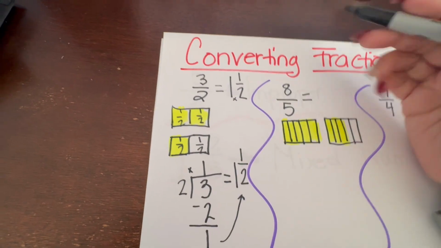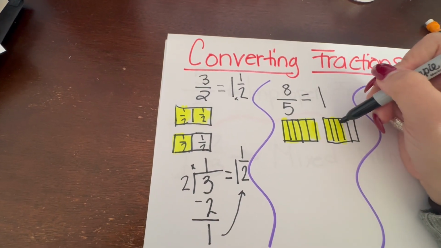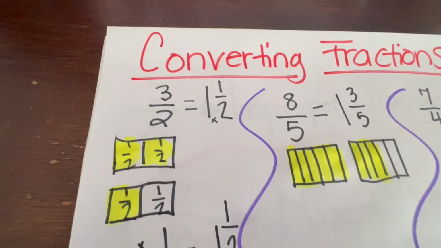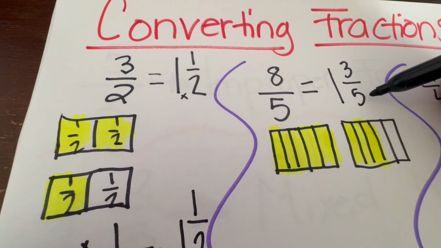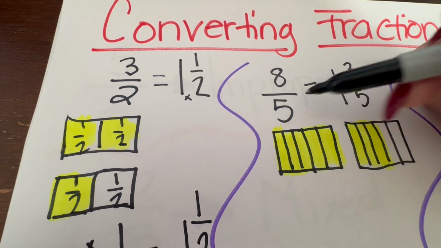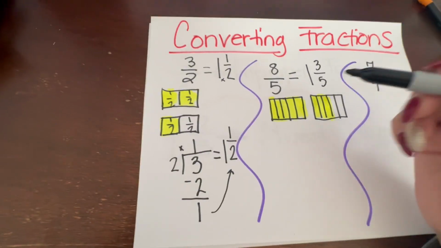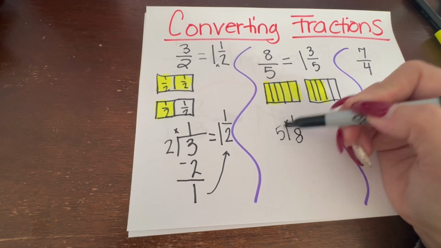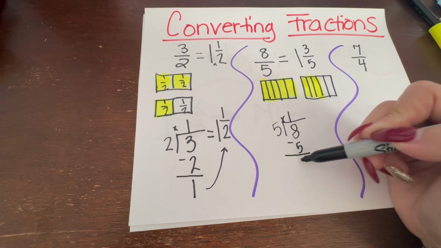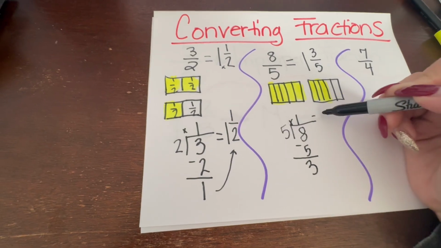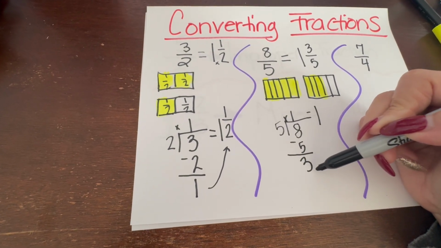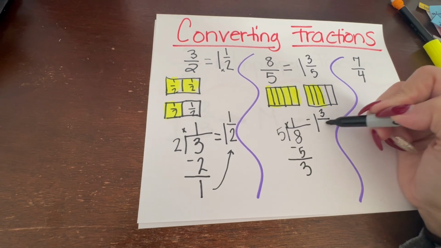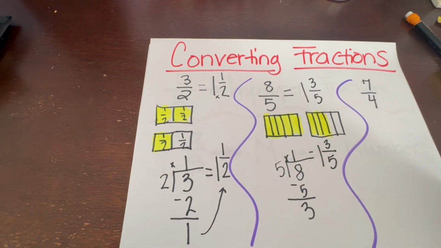How many wholes do I have? I have 1 whole. And then I have 3 shaded out of 5. Okay, so if I want to change it back, 1 times 5 is 5, plus 3 is 8. The bottom stays the same. Or you can divide 5 into 8. 5 will go into 8 one time. 5 times 1 is 5. Subtract. Okay, I have 1 whole. My remainder is 3, which is my numerator. And the bottom stays the same, 1 and 3/5.